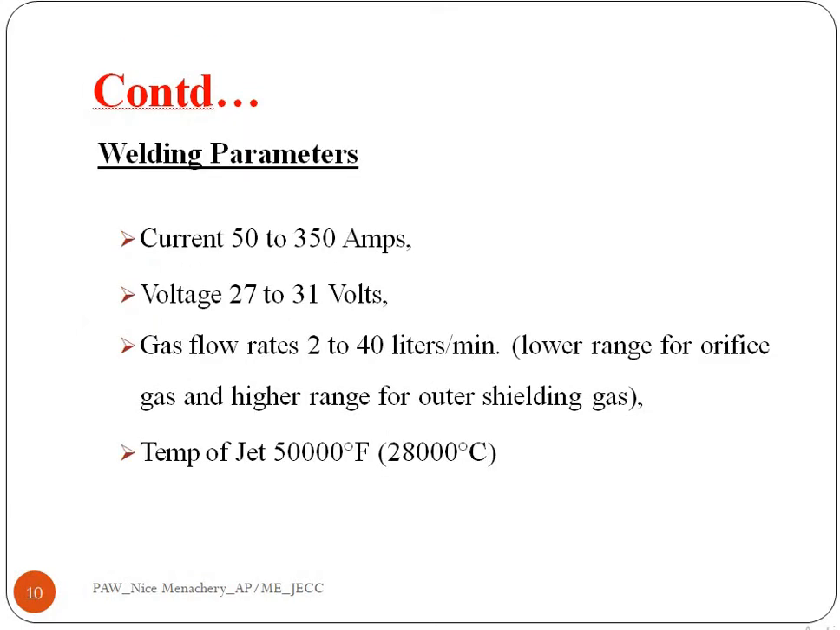And these are the welding parameters. Generally the current ranges from 50 to 350 amps and voltage from 27 to 31 volts, and the temperature rises to nearly 30,000 degrees Celsius. This is the basic type.